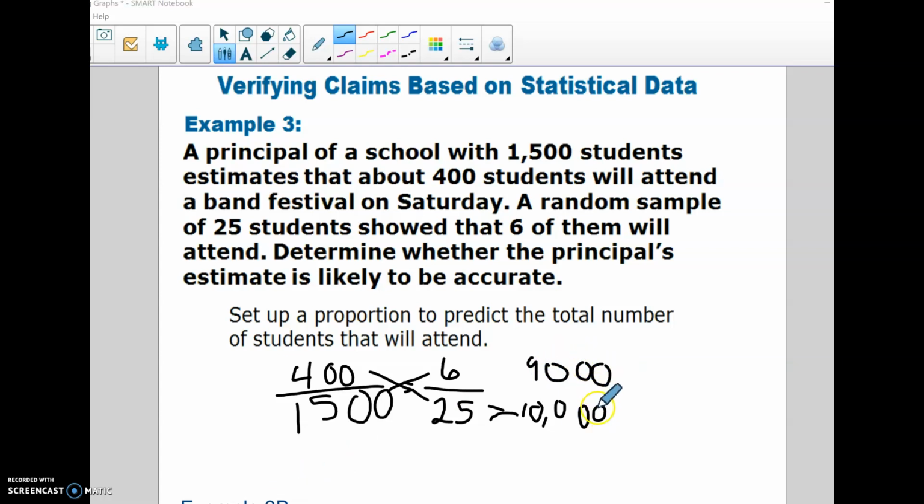Okay, so these aren't exactly the same, but they're pretty off. This one is 9,000, and this is 1,000 more. That's 10,000. So his estimate is way off. So we would say, no, his estimate is not very good. It's not a good estimate. Okay, let's look at another one.